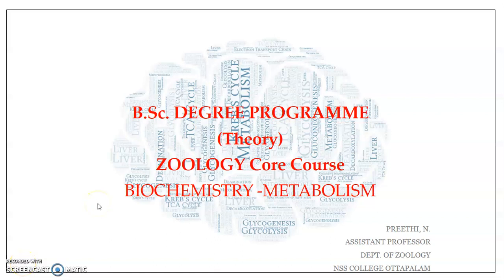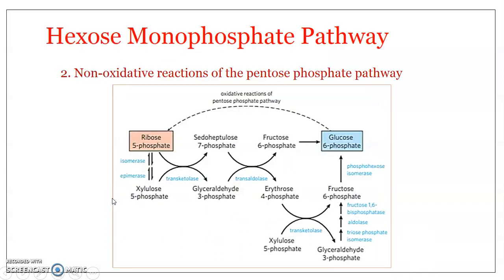Everyone, welcome back. We'll continue with the presentation on the next metabolic pathway, the hexose monophosphate pathway. The hexose monophosphate pathway, or the pentose phosphate pathway, occurs in two phases. The first is the oxidative phase and the second is the non-oxidative phase. In the oxidative phase, glucose 6-phosphate gets converted into ribose 5-phosphate and xylulose 5-phosphate.